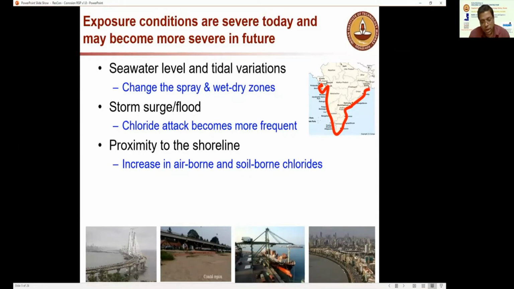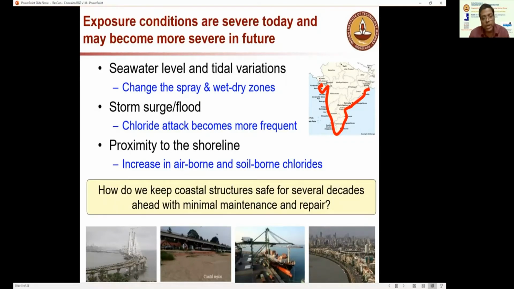So if the seawater level rises, definitely, if the structure is X kilometers away from the seashore today, it might be X minus something kilometers away from the seashore in the decades to come. So that's a serious thing. So how do we keep coastal structures safe for several decades? And we are not talking about 1 or 2 decades here. We are talking about maybe even close to a century or more. So how do we keep such structures for several decades ahead with minimal maintenance and repair?